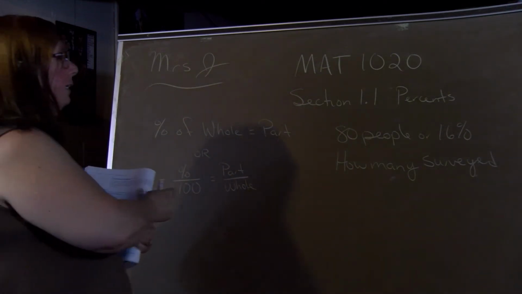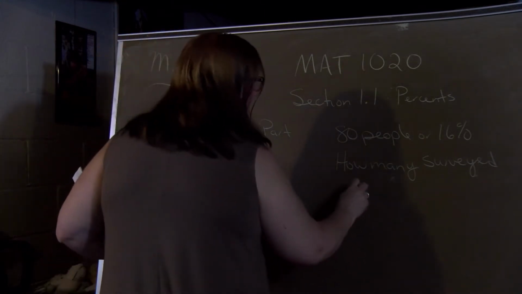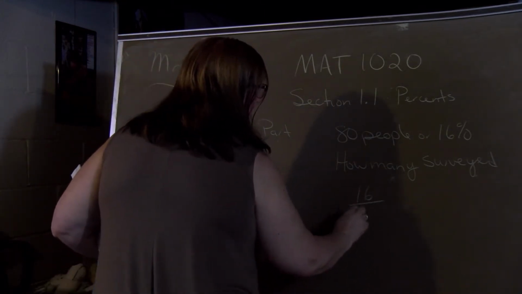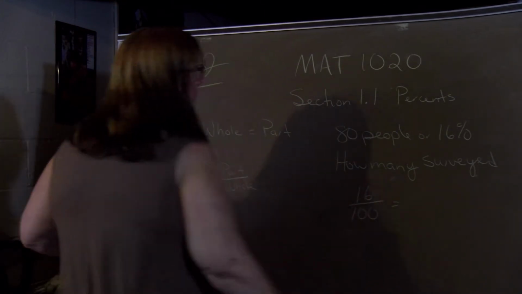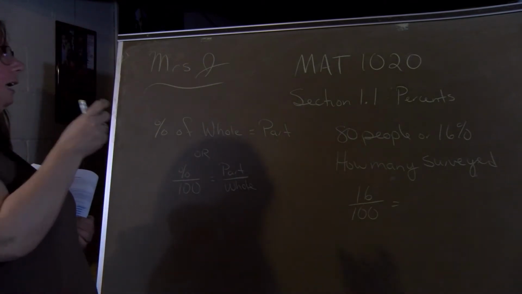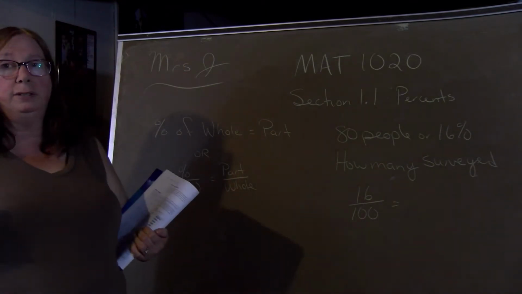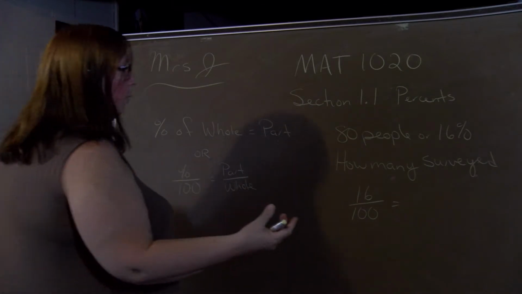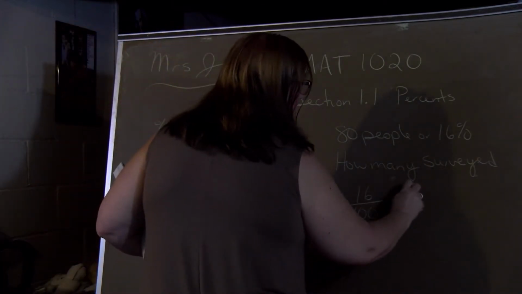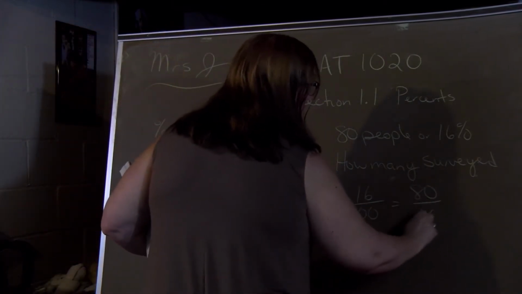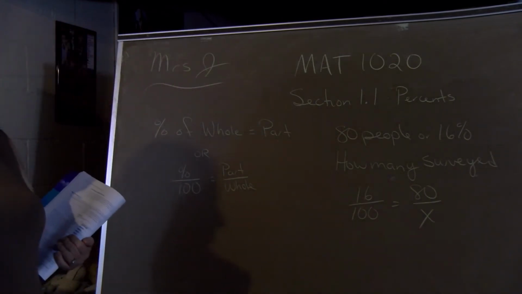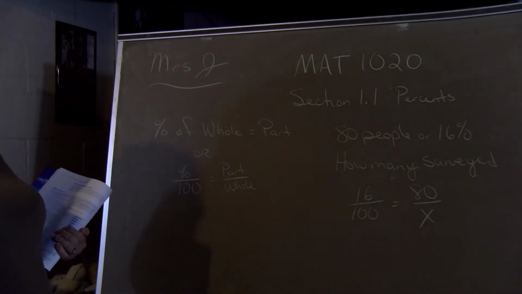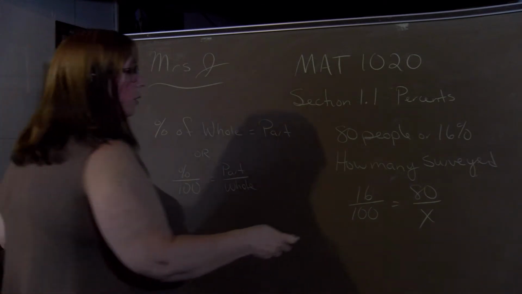So our percent is 16. And then 80 people is the part that smoke out of the whole. And the whole is what we're looking for. So it's 80 over x. And just always break it up into that. Then you just cross multiply.